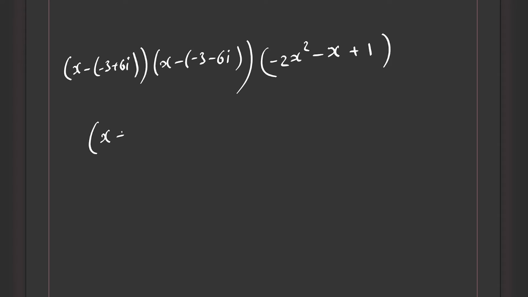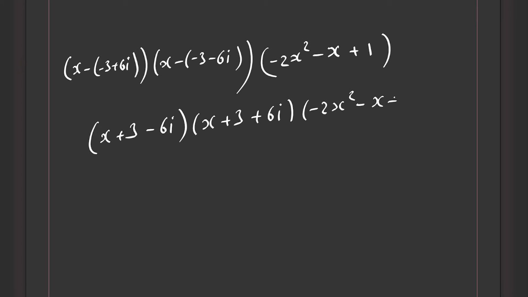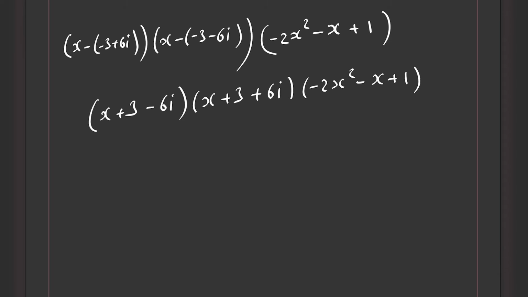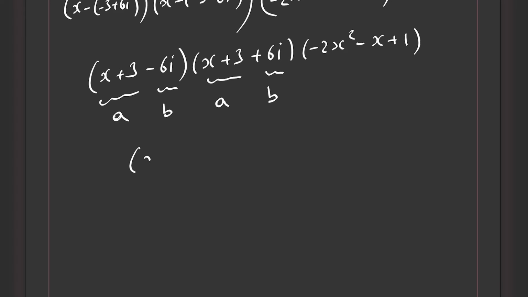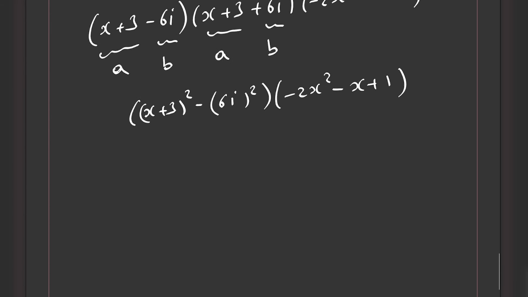So x minus of minus 3 is x plus 3 and minus 6i, and same thing, x plus 3 plus 6i, times minus 2x square minus x plus 1. No change there, just a drop down. So consider x plus 3 as a and 6i to be b. So it is again in the form of a minus b times a plus b. So apply your formula a square minus b square. So it is going to be x plus 3 whole square minus 6i whole square, times minus 2x square minus x plus 1, again drop down.